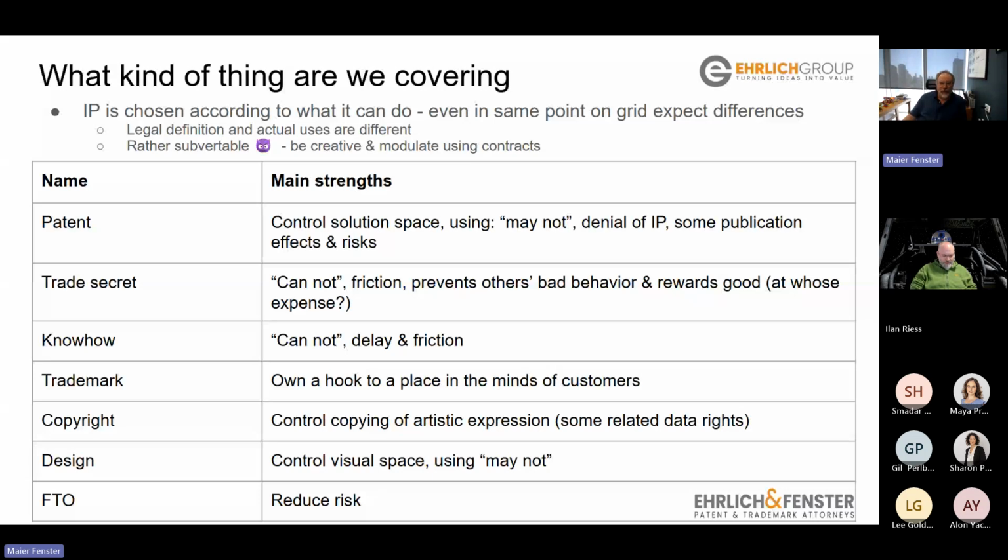The tool called may not. There's a tool called cannot. The tool called friction. Unfortunately, I haven't been able to turn this into a nice one or two dimensional space, but perhaps in the future.